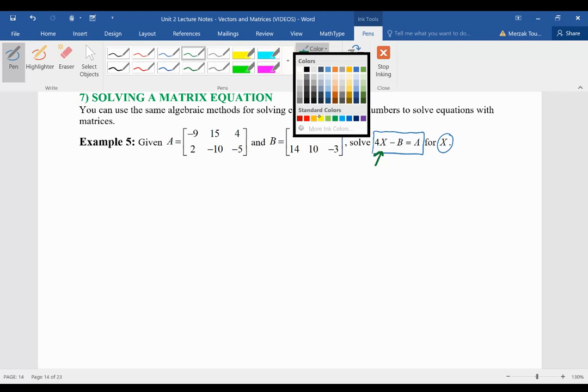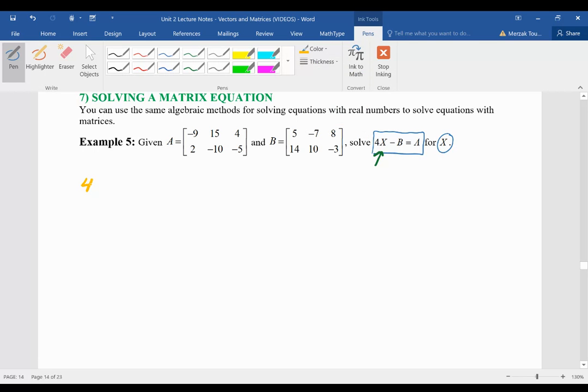Let's do that. So we got 4X minus B equals A. So if I add B to both sides, 4X equals A plus B. And then if I divide by 4, I would rather put 1/4 times the sum of the matrices A and B. Okay, so 1/4 times matrix A plus B. We can do the addition directly without writing the matrices.